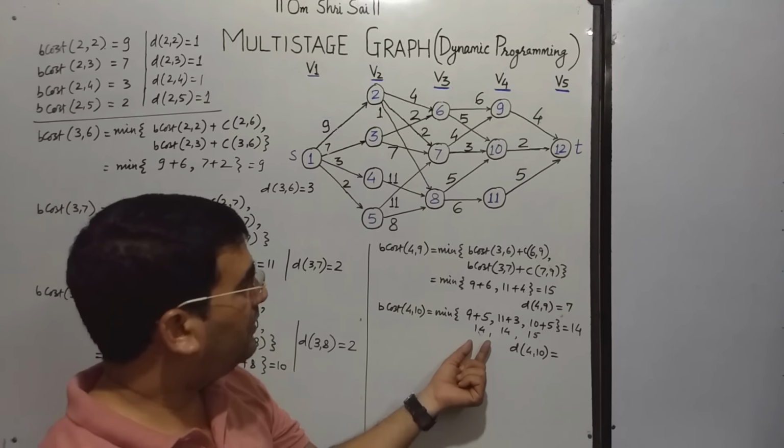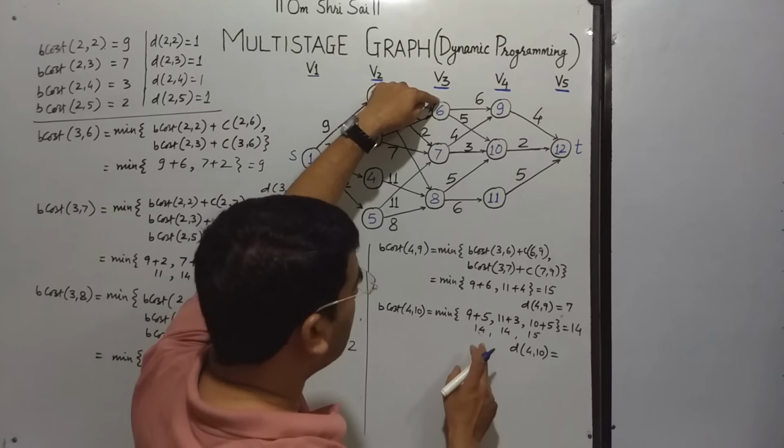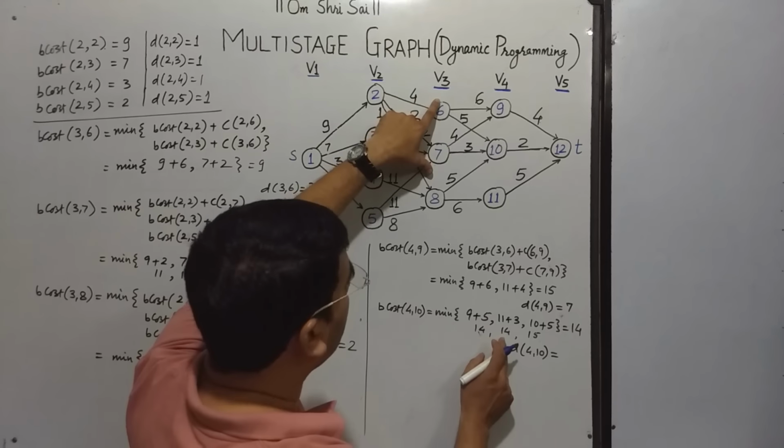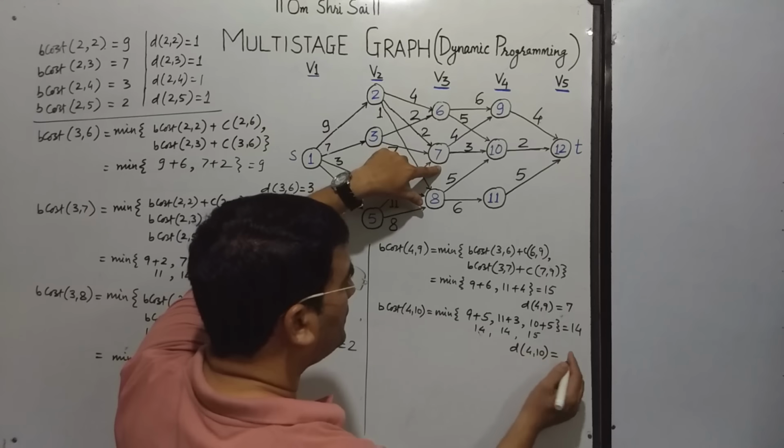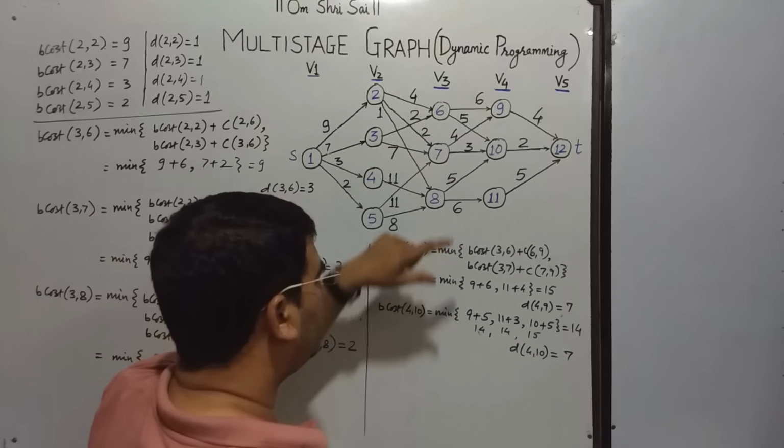Either this can be using, see here, because of 6 this value, because of 7 this value, and because of the 8 vertex this value. So we can take it as using 7. So this vertex is again 7.